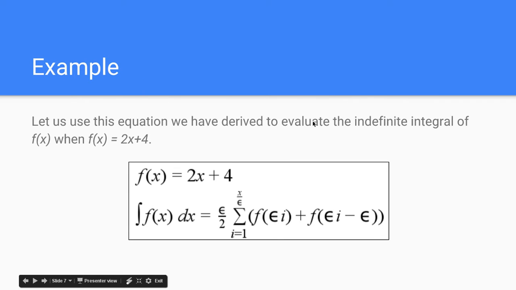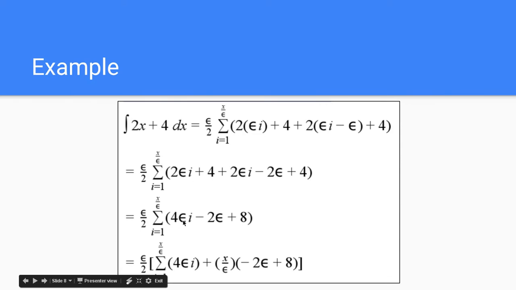Let us use this equation we have derived to evaluate the indefinite integral of f of x when f of x equals 2x plus 4. So f of x is 2x plus 4, and we're going to use this formula we just got. The first thing we do is we say, okay, we're taking the indefinite integral of 2x plus 4 and we just plug it in.